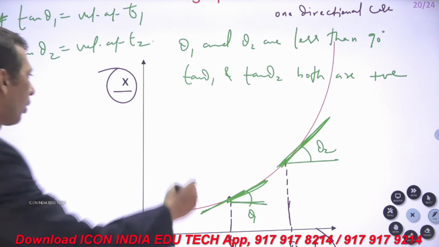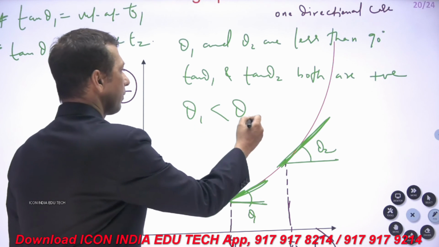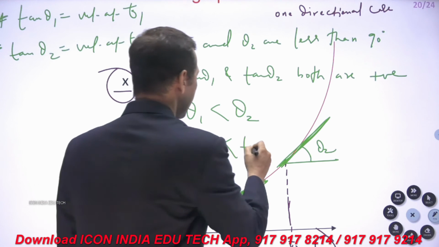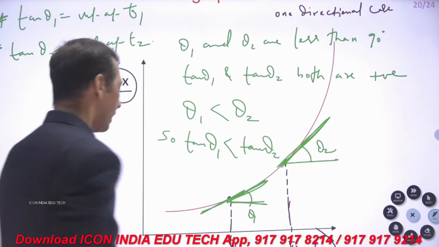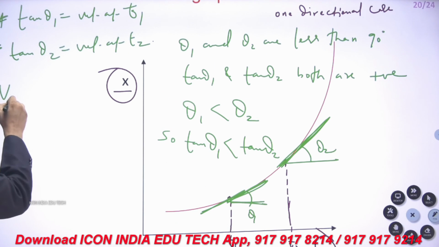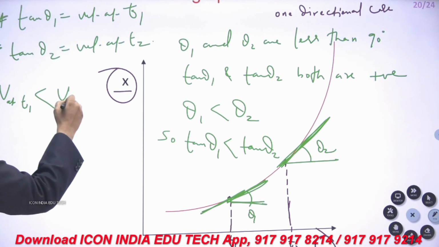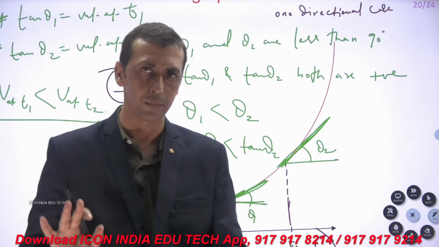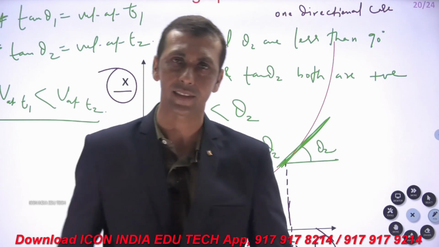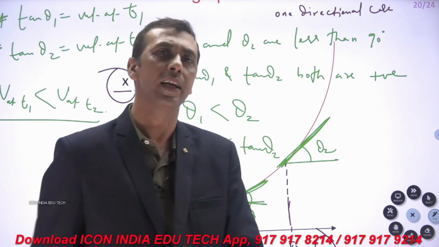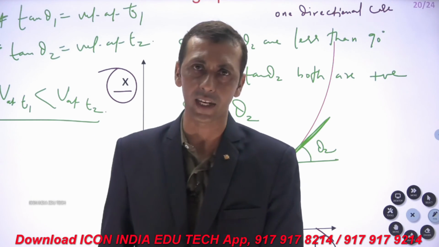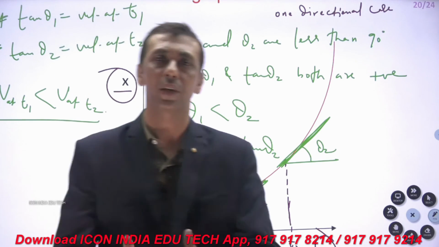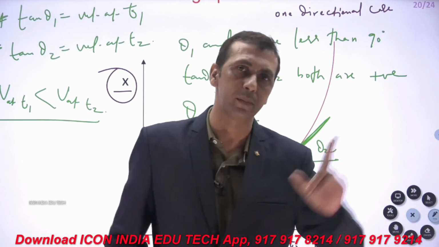Now theta 1 is smaller than theta 2, so tan theta 1 is also less than tan theta 2. It means the velocity at t1 is less than the velocity at t2. Both velocities are positive. The particle is moving in the positive x direction, but the magnitude of velocity at t1 is smaller than the magnitude of velocity at t2, and this kind of trend will continue. So in this situation, the particle moves along the positive direction first of all.